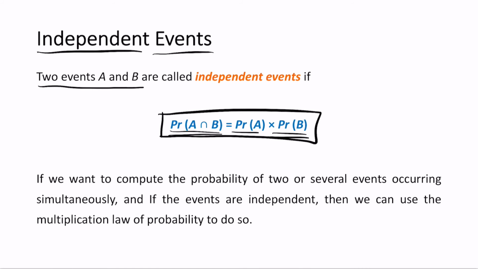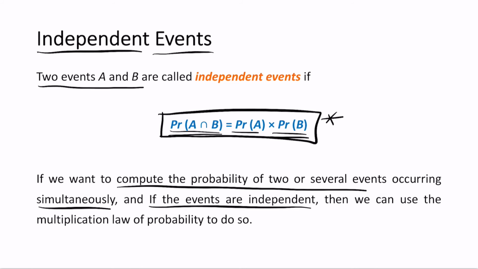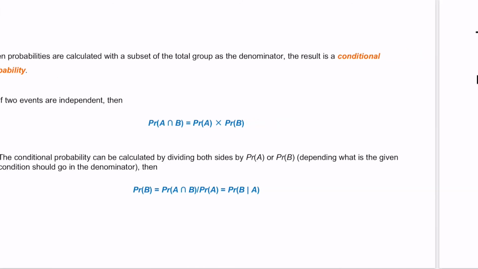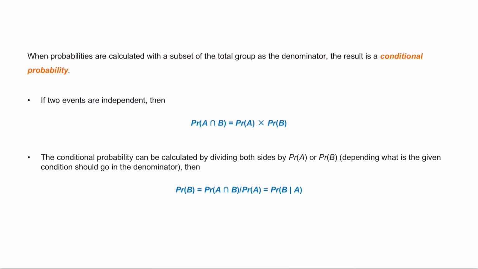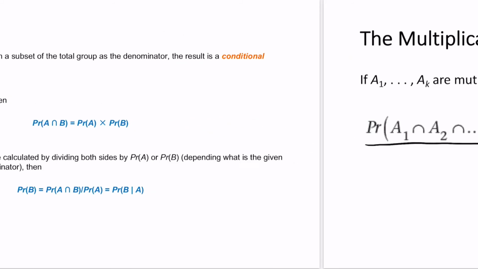So this is the main condition that the two events have to satisfy for them to be called independent events. If you want to compute the probability of two or several events occurring simultaneously, and if the events are independent, then we can use the multiplication law of probability. So what is the multiplication law here? The multiplication law says that the probability of the intersection of all the events is the product of the probabilities of each of these events. So that's the idea behind it.